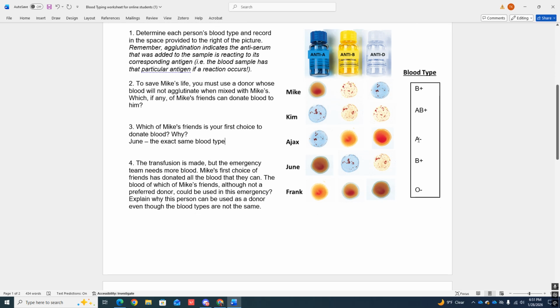Remember, we can't have a type A donating to a B. Type AB cannot donate. We already used up June. That leaves Frankie. But more importantly, Frankie is considered a universal donor because he is O negative, okay? So Frankie, our friend here, Frankie can be used because he is the universal donor. All right. And yeah, that's everything here.